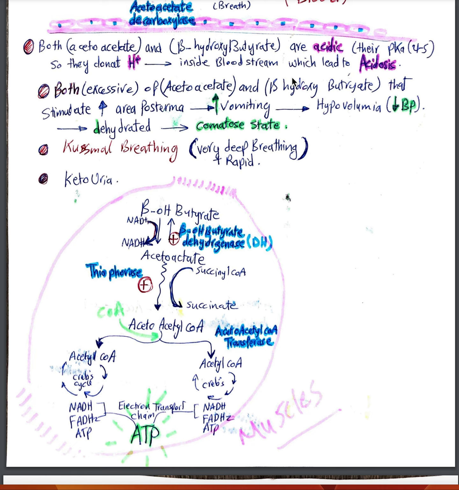So finally I would just remind you that the ketone bodies are three: acetoacetate, beta hydroxybutyrate, and acetone. And that's all about the ketone bodies.